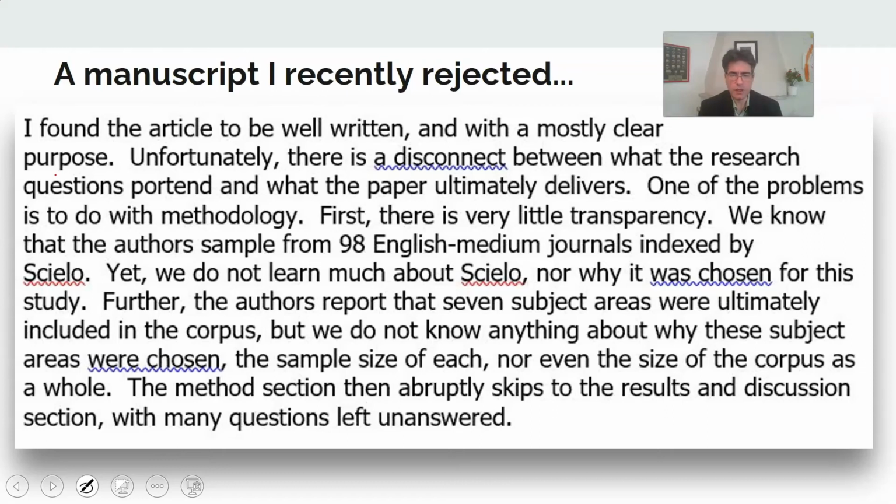Further, the authors report that 7 subject areas were ultimately included in the corpus, but we do not know anything about why these subject areas were chosen, the sample size of each, nor even the size of the corpus as a whole. The method section then abruptly skips to the results and discussion section with many questions left unanswered. And so, I mean, this was not the only reason why the article was rejected, and as is the case in most research, there was more than one reviewer. But this was an important point.